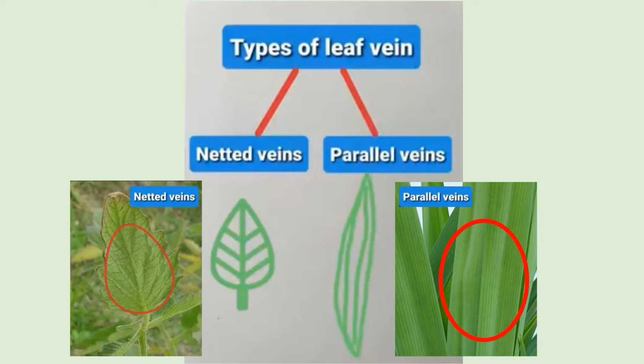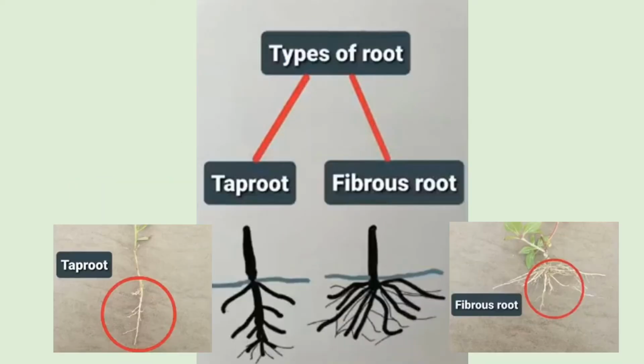Next is the leaf. Type of leaf vein. There are two types of leaf vein, which are netted veins and parallel veins. This is netted vein and this is parallel veins. Next, types of root. There are two types of root, taproot and fibrous root. This is taproot and this is fibrous root. I hope you still remember all the characteristics of different parts of the plants.